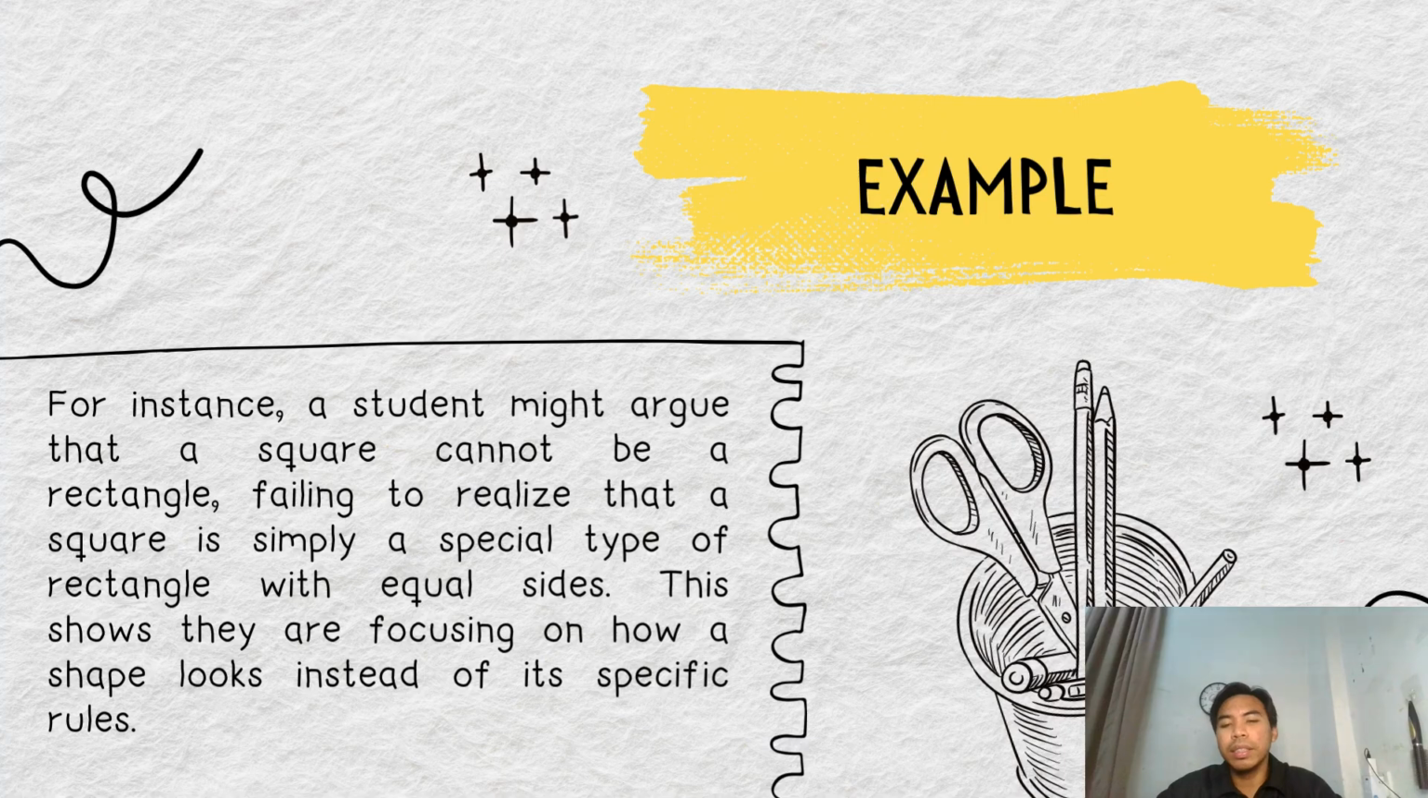For instance, a student might argue that a square cannot be a rectangle, failing to realize that a square is simply a special type of rectangle with equal sides. This shows they are confused by how a shape looks instead of its specific rules.